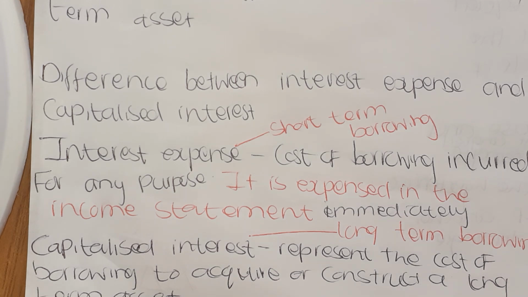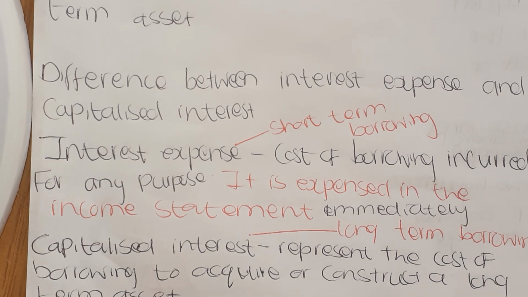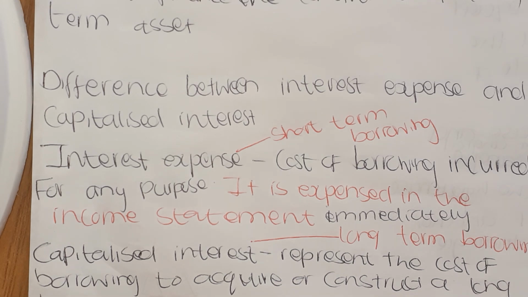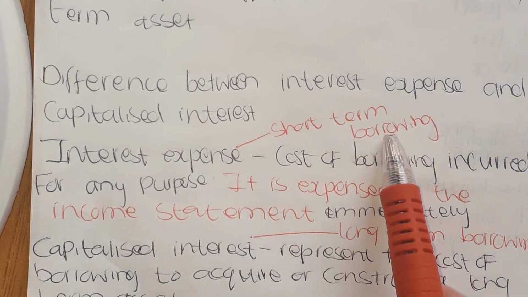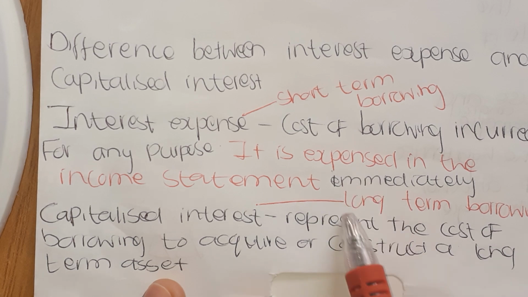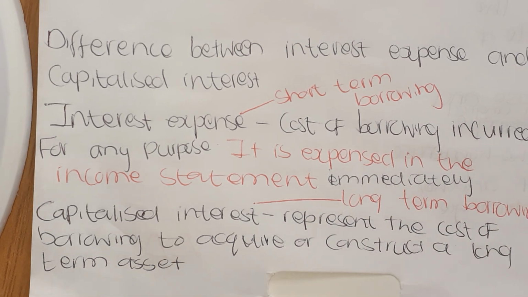It's interest expense, which is written on your income statement as interest expense, or expense on interest, or interest paid, right? So this capitalized interest represents the cost of borrowing to acquire or construct a long-term asset, while interest expense is for short-term assets. Capitalized interest is a loan acquired for long-term assets.